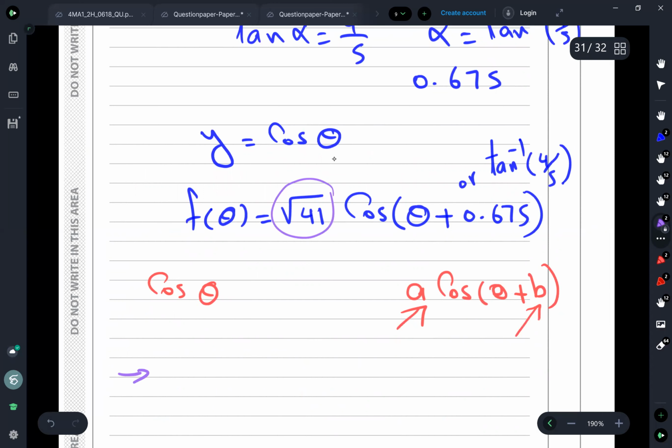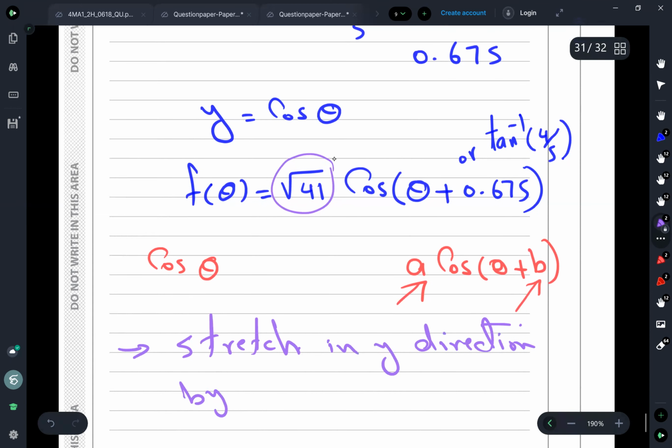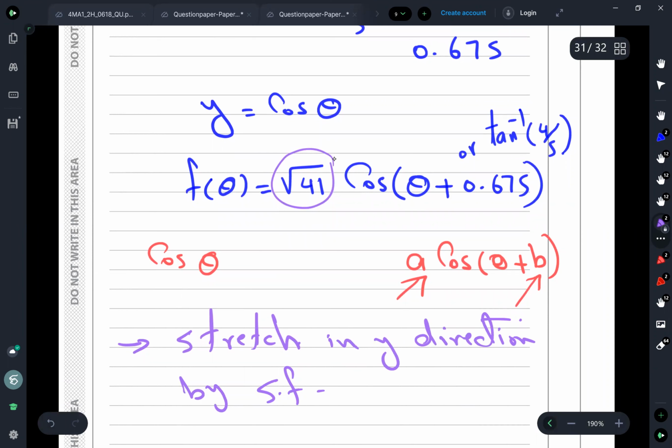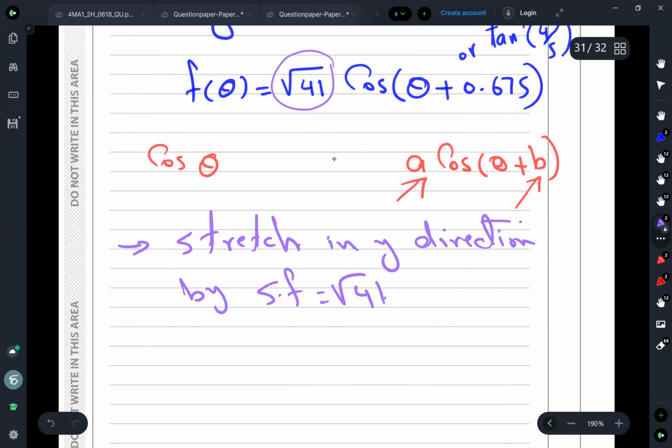So to describe the first part, it's a stretch in the y direction, parallel to the y-axis, by scale factor root of 41. This is the first part. Second part, translation. You have to mention the vector of translation.